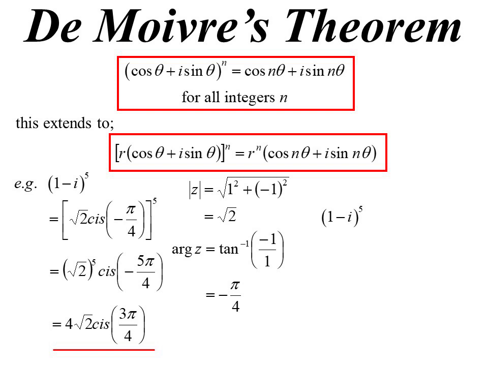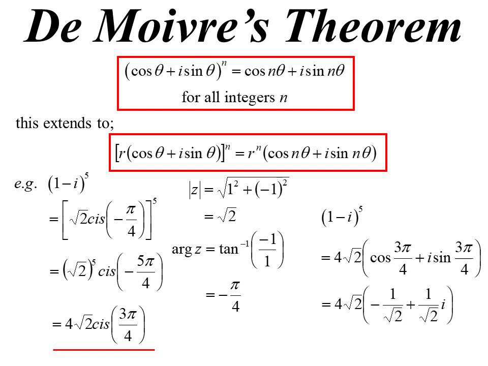Well, if I did have to work out what that number actually is, we'll go back to 1 minus i to the power of 5, which we now know is this. And then it's just a matter of working out the cosine of 3 pi on 4 and the sine of 3 pi on 4. We get minus 1 on root 2 plus 1 on root 2 i, expand out, and we've got our answer. There it is, minus 4 plus 4i. Again, a lot quicker than physically expanding out 1 minus i to the power of 5 and collecting terms. But I just said to you, it works for all powers, not just whole numbers.